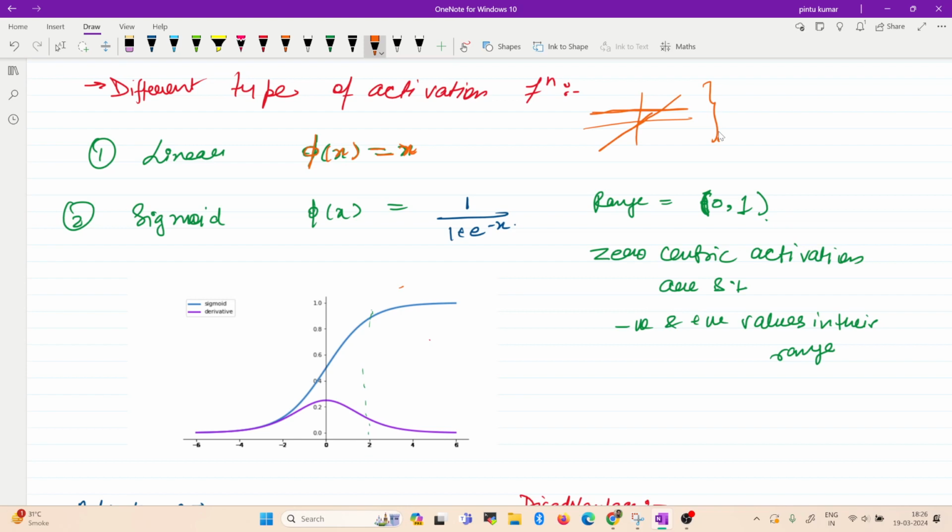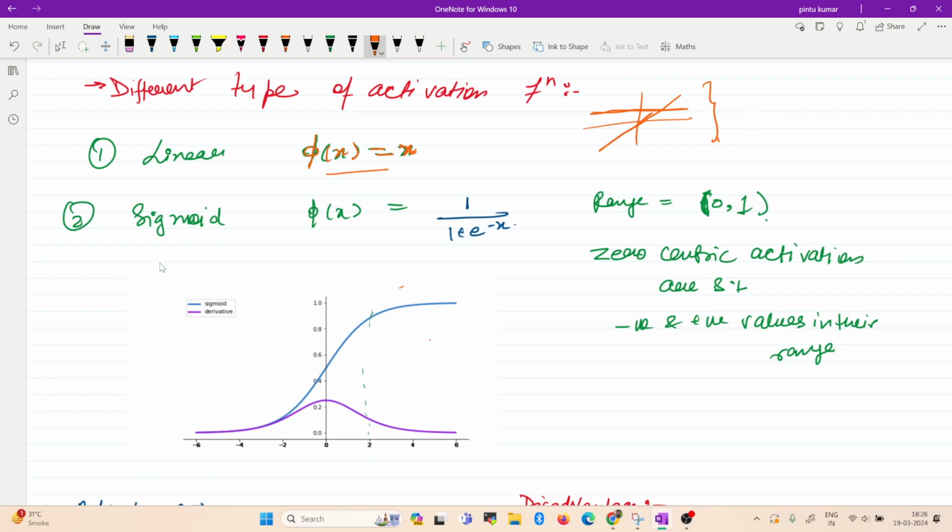And if you are just taking linear activations everywhere, then the sole purpose of going to deep networks was defeated. That's why this linear function is generally not used in practice, because you can have a lot more explainable methods where you can fit linear curves. Then why go to much more complex models to just fit linear curves?